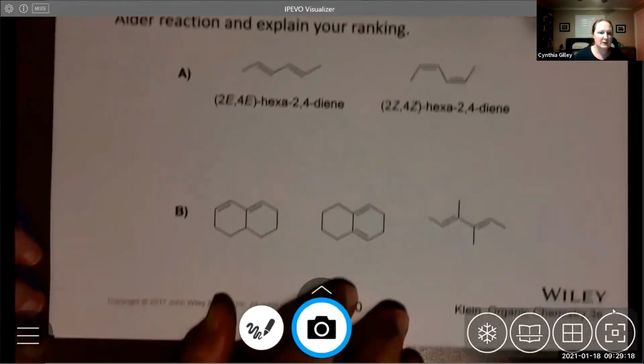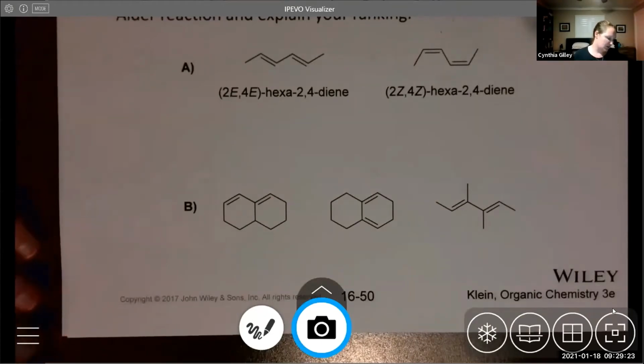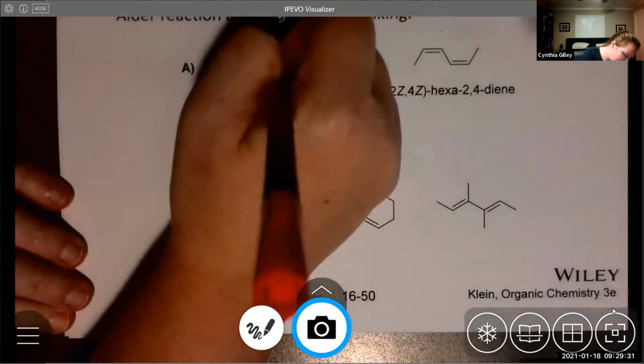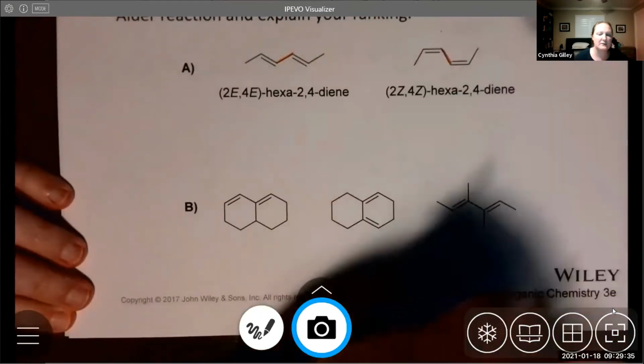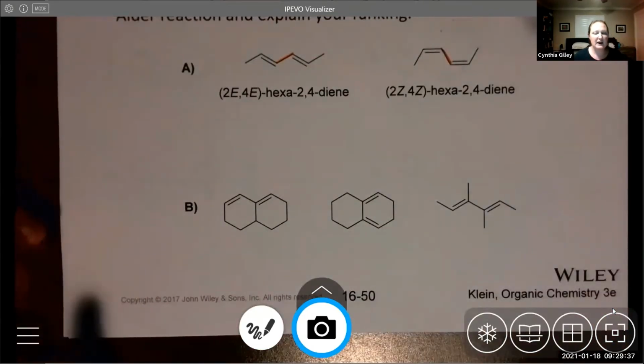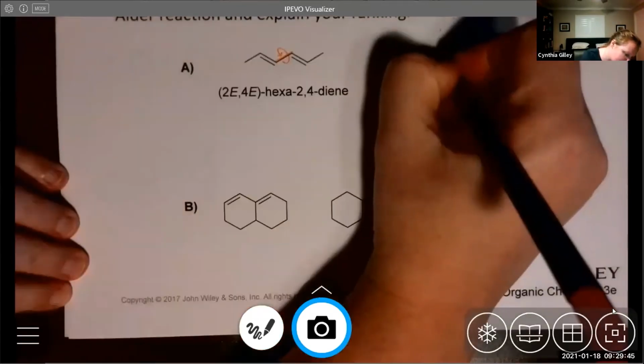Okay, let's go ahead and go over this. So we want to rank these in terms of increasing reactivity in the Diels-Alder reaction as a diene. Both of these right now are given to us in an S-trans conformation, and figuring out the difference, well, actually, it'll be easy for us to see that once we're writing this into an S-cis conformation.